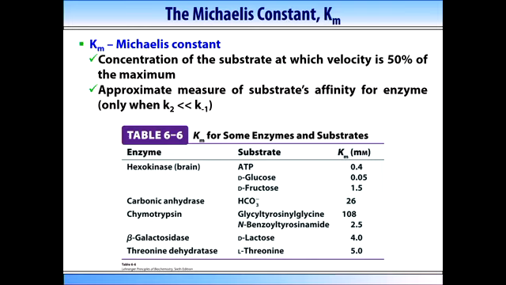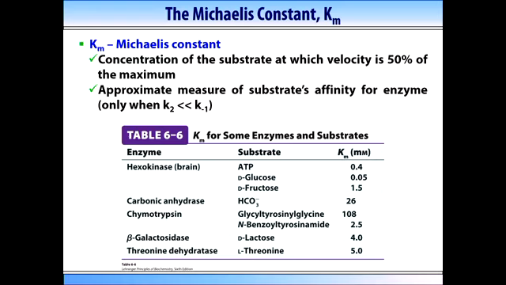Okay, there are enzymes and substrates which have a relatively high Michaelis constant. Again, high means actually bad in this case, because once again, the Km is the concentration at which the enzyme reaches half of the maximum speed.